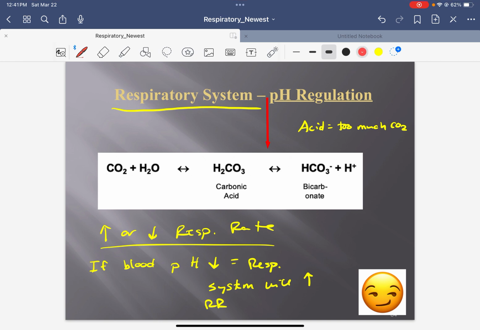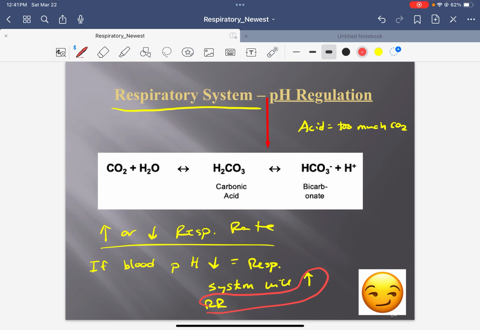What are we going to do? We're going to increase respiratory rate. That allows me to blow off more CO2 to get rid of it. So always, always, always, if blood pH drops, if blood's too acidic, I'm going to increase respiratory rate to blow off more CO2. And then, of course, the opposite is true. If my blood pH is too high, I would lower respiratory rate. But you would just want to memorize this one, and you would know it both ways.